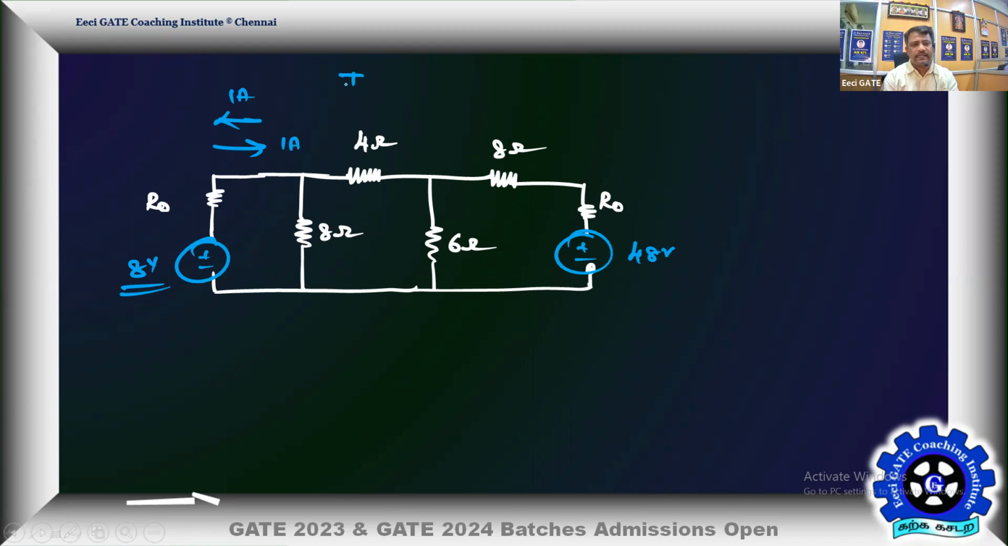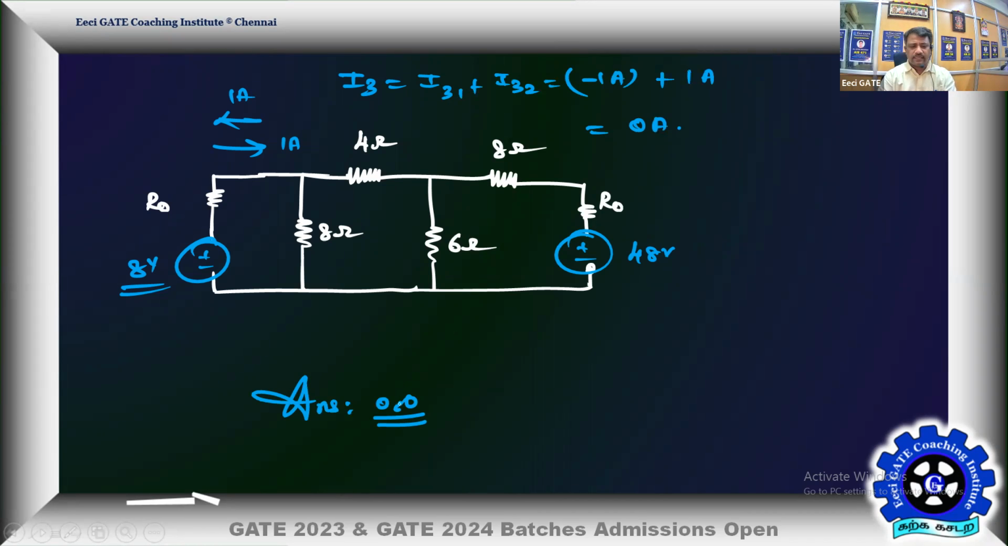Therefore, the net current I3 is equal to I31 plus I32. I31 is already negative. So it's going to be minus 1 ampere and this is going to be plus 1 ampere. So the correct answer is 0 amps. You have to feed it up to 1 decimal place, so the answer must be given as 0.0. That's the correct answer for this problem.